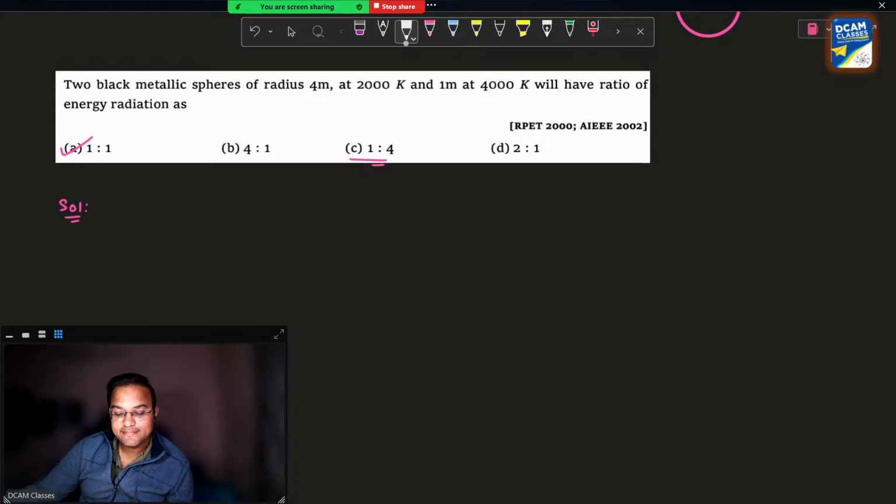I didn't take R square, I just took R. It's because the black metallic sphere is there, na? So its emissivity is 1. Absorptivity is 1. So E is 1, E A sigma T power 4 is the equation. But when we are talking about energy radiation, we have to multiply time also. Actually, the formula becomes this for total energy calculation.